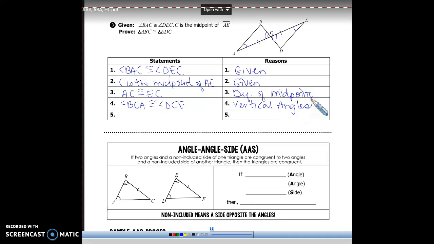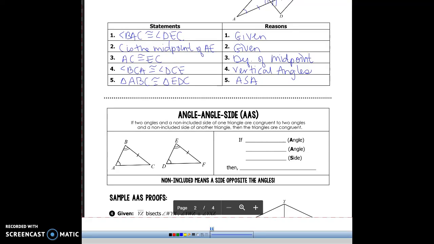And then finally, I've got enough information and I can prove now. Remember, the last thing is always what you're trying to prove. Triangle ABC is congruent to triangle EDC. And if we look, we've got angle, side, angle. So by angle, side, angle.